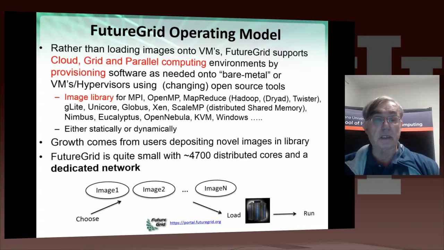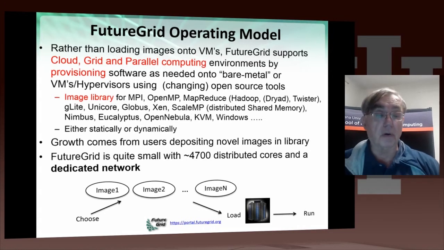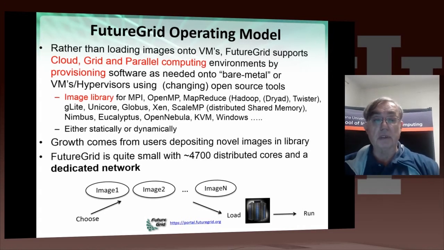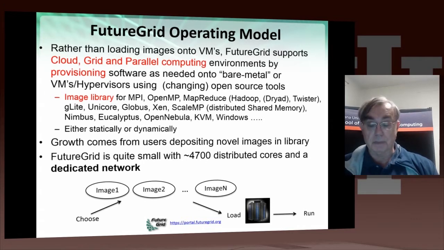And as mentioned, this can be done statically by pre-configured nodes or dynamically. And of course, as more users deposit more software in the library, the capability of FutureGrid grows. It is worth emphasizing that FutureGrid is small with only 4,700 distributed cores, and it has an almost dedicated network, which we'll find out when we look at the hardware in more detail.